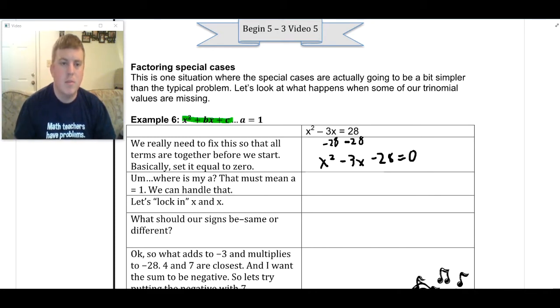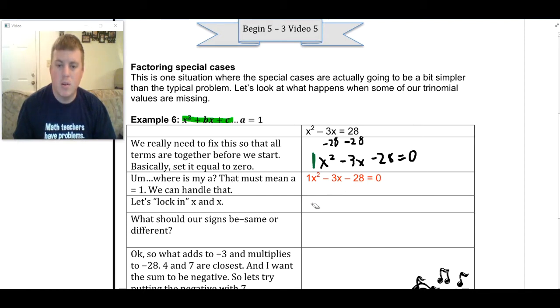Now, this is set up in the form that we've been using to factor, but we will notice that there is no a value in front of the x squared here. And that's actually going to make some things easier. Remember, anytime that we have an x squared with no number in front of it, that just has a coefficient of 1 hanging out in front of it. So that's actually going to make this easier. So let's go ahead and keep moving on. Like I said, this is going to look like 1x squared minus 3x minus 28 equals 0.